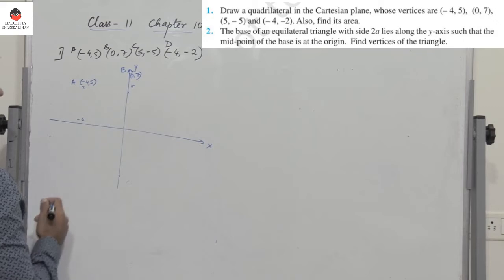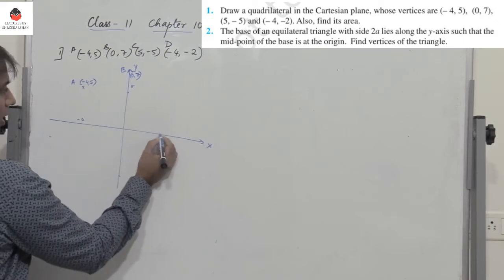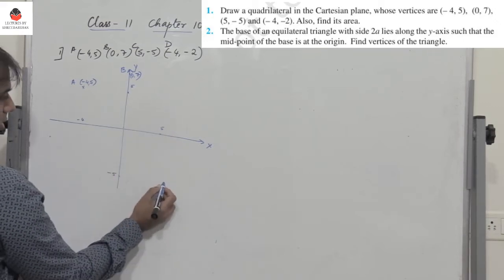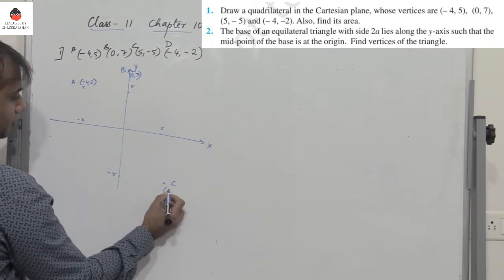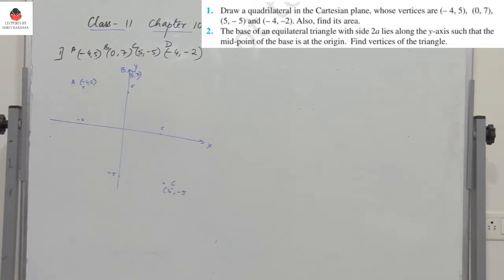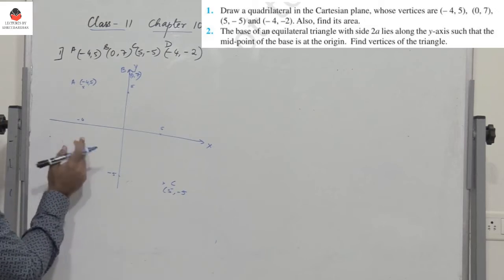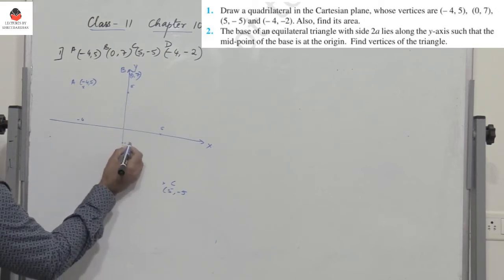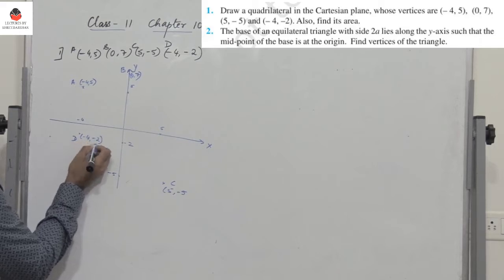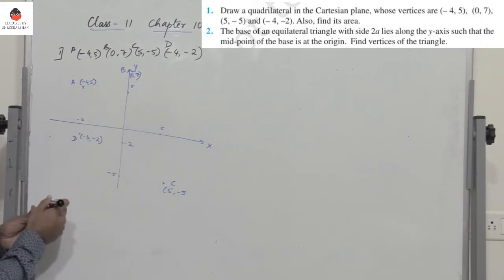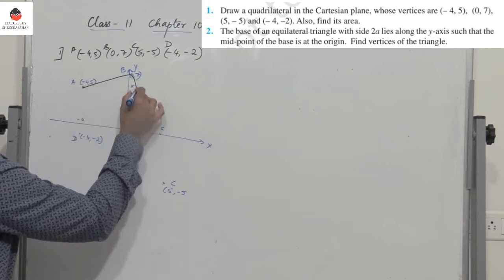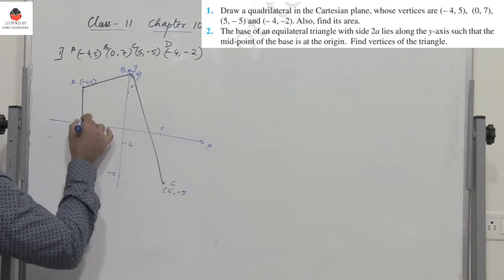Next, C is (5, minus 5). So X is 5, Y is minus 5. So let's say C is here. So this is (5, minus 5). And then the next one is D, (minus 4, minus 2). So if this is minus 2, this is point D, (minus 4, minus 2). So you join all these 4 points, and we get a quadrilateral ABCD.